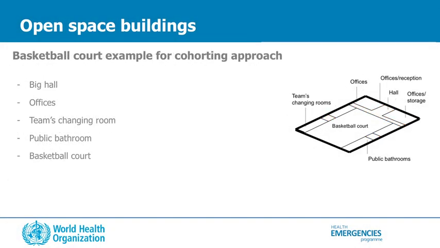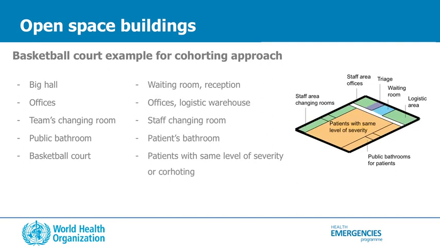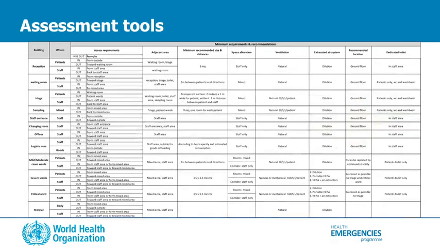A basketball court can be easily repurposed into a site treatment center with a cohorting approach. Here, the example with the basketball court turned into a patient ward and all the other spaces repurposed into supportive services. This table provides an overview of area-specific minimum requirements and can be used to assess the existing building once identified.